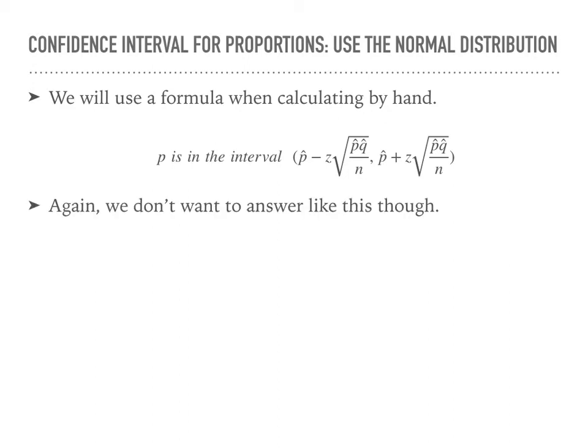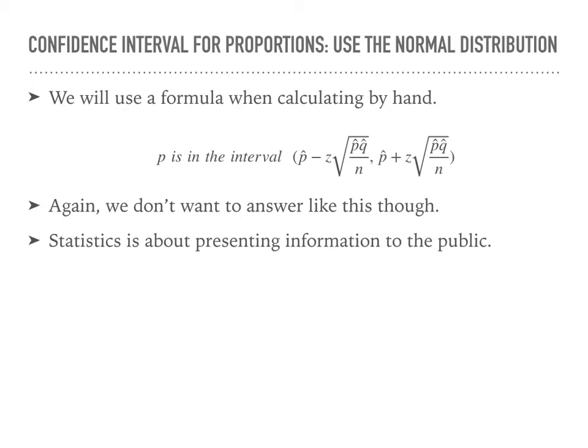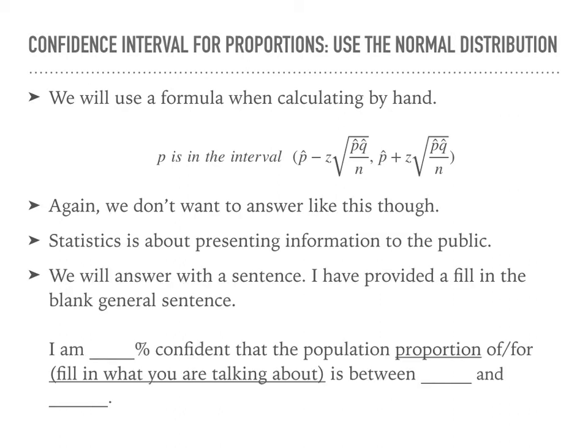Again, we don't want to answer like this though. Statistics is about presenting information to the public. So we're going to answer with a sentence. This nice fill in the blank sentence still works. So I am blank % confident that the population proportion of or for, fill in what you're talking about here, is between your lower bound and your upper bound.